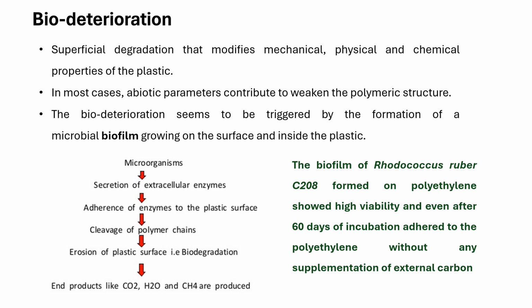Once microorganisms start to grow on the plastic, they start to secrete extracellular enzymes. They can also adhere the enzyme to the plastic surface, which leads to the cleavage of the polymeric chain. Finally, erosion of the plastic surface will occur, which we call biodegradation. We can get end products like carbon dioxide, water as well as methane.